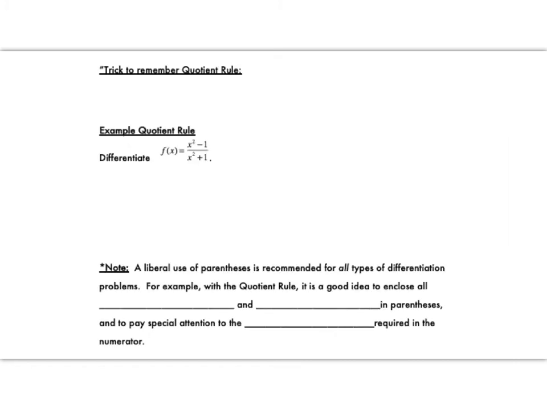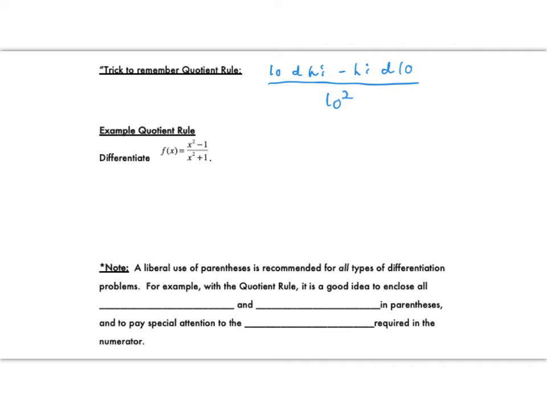Okay, so a little trick to remember the quotient rule, with all apologies to Cab Calloway here, is going to be low d high minus high d low all over low squared. Okay, now the high and the low refer to the numerator and denominator respectively, and anytime we see a d, that's going to be to indicate to take the derivative.